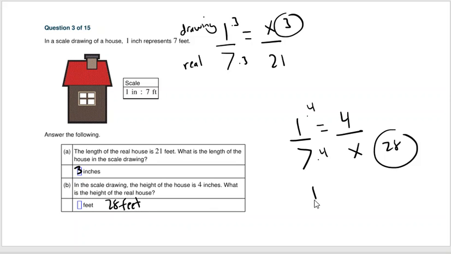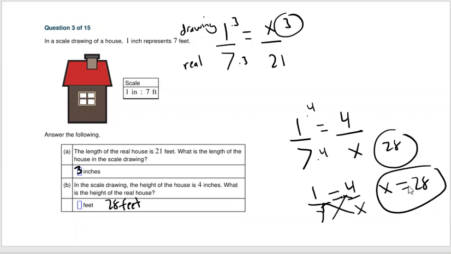And again, another way to do this, once you have your proportion set up, you can just cross multiply. x times 1 is x, and 7 times 4 is 28. And that will also give you the correct solution.